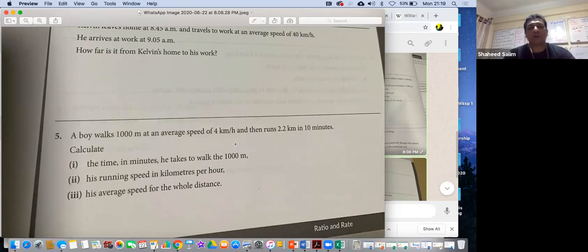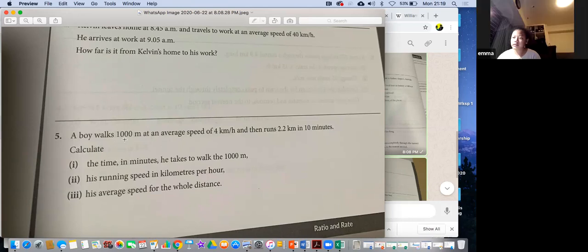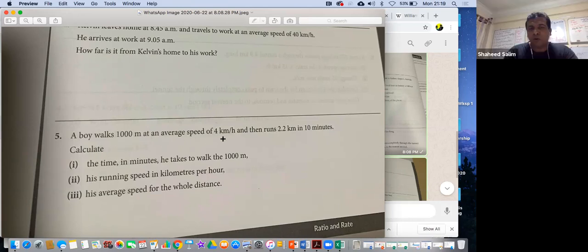Okay, let's try. Question number 5. A boy walks 1,000 meters, which is... How many km is 1,000 meters? 1 km. At average speed of 4 meters per second.